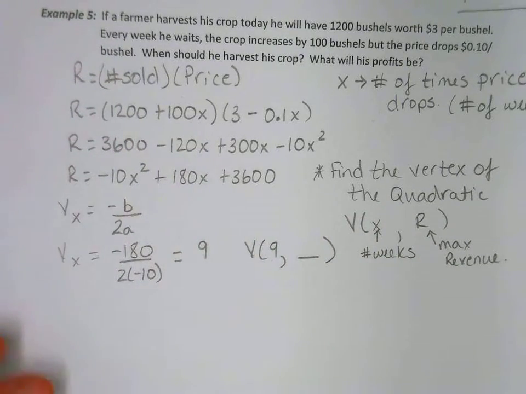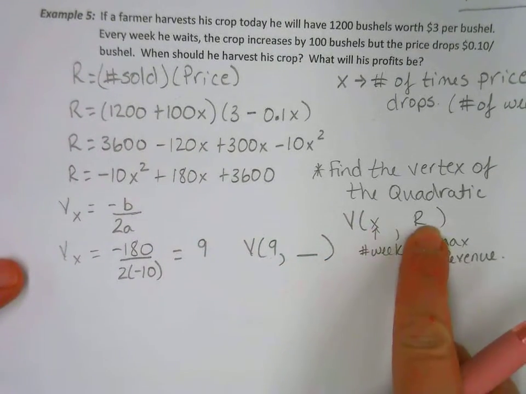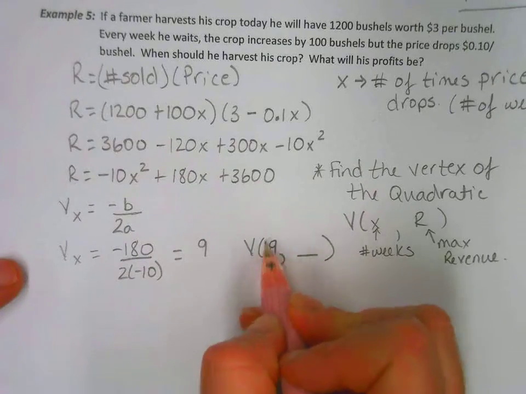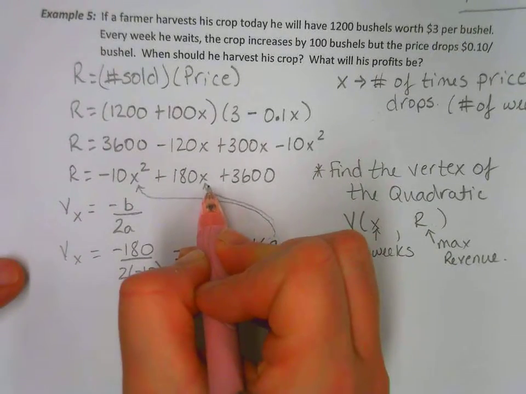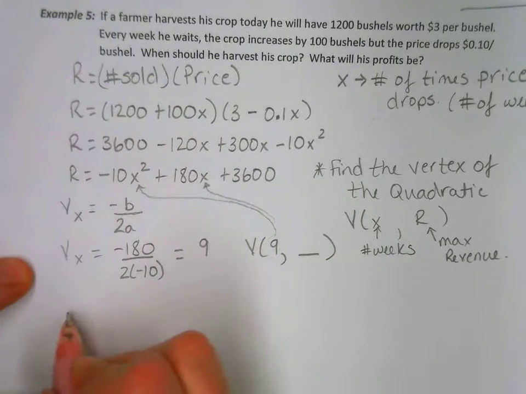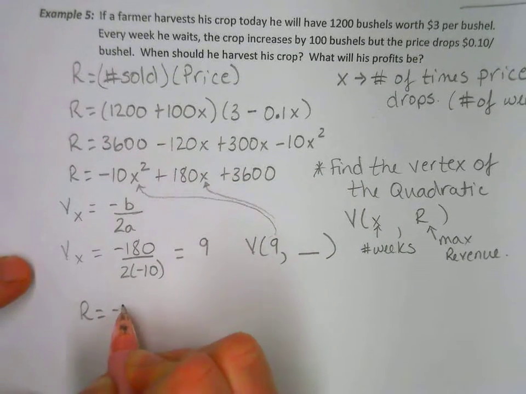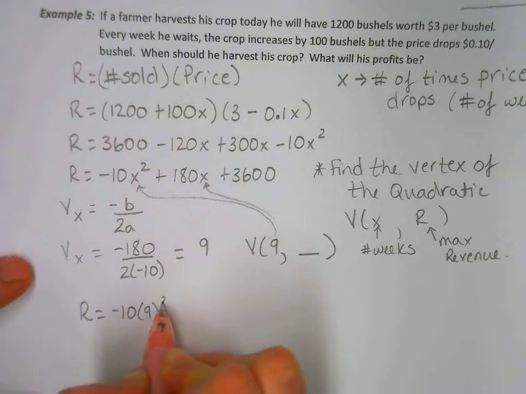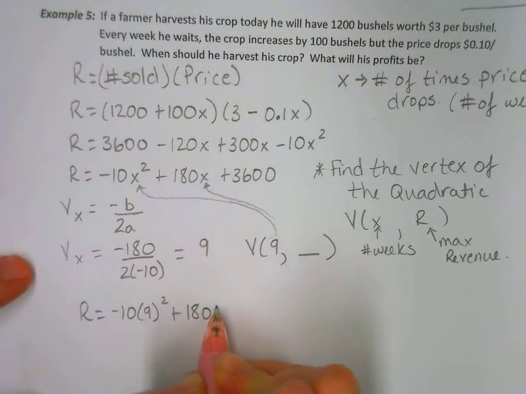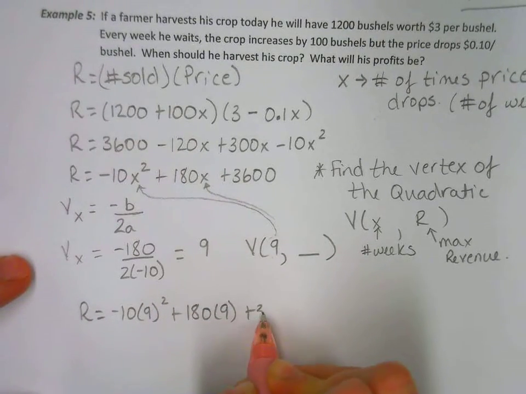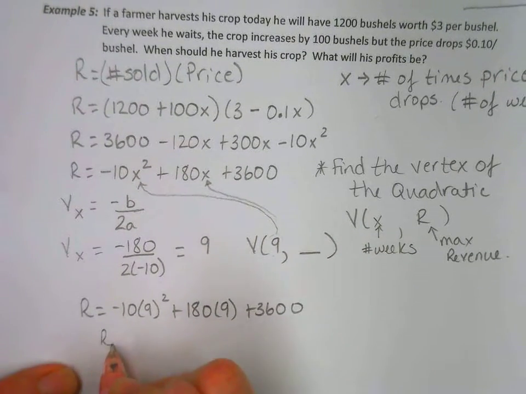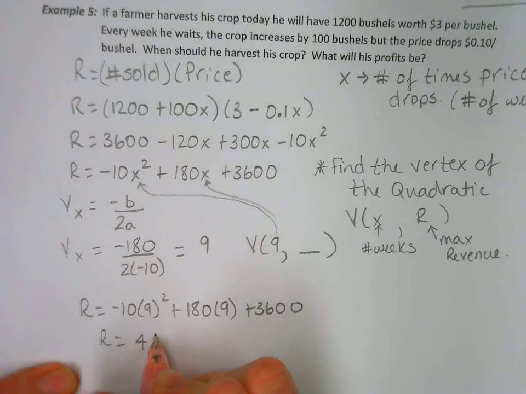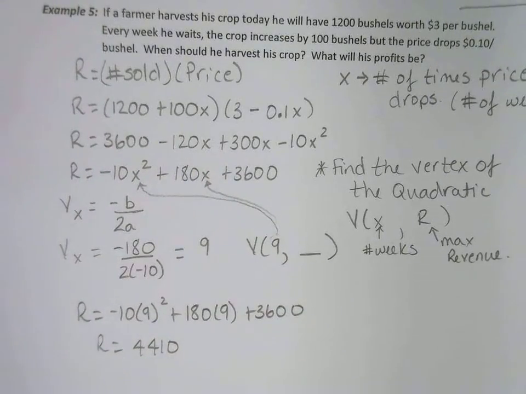So to find the y value, or the revenue in this case, I would take this x and substitute it in for x in my equation. So the revenue for this would be negative 10 times 9 squared plus 180 times 9 plus 3,600. Okay, so this revenue value ends up to be 4,410.